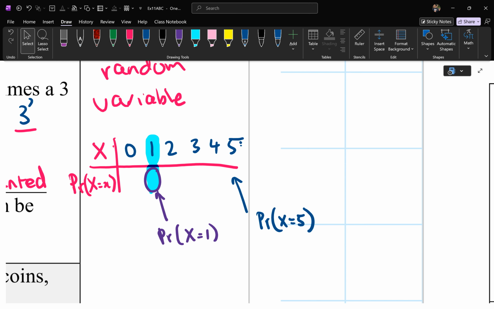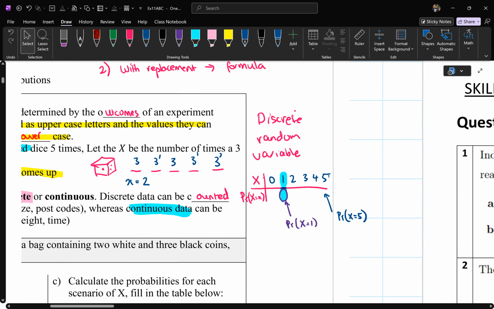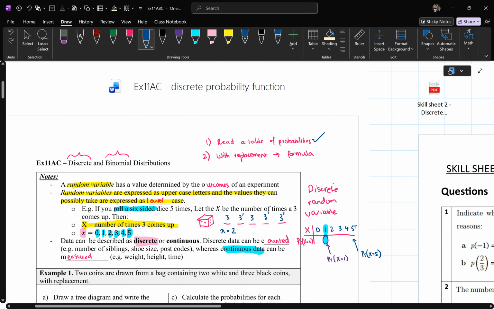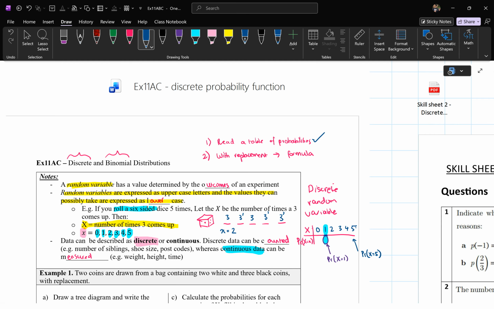Okay, so it's just learning notation. That's the first bit. All right. If you understood that, that was the first part of the skill that I wanted you to understand. It was to read a table of probabilities. This is called a probability distribution. That's the name for it.